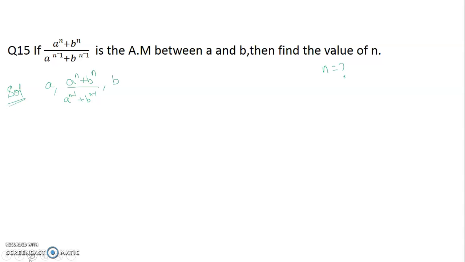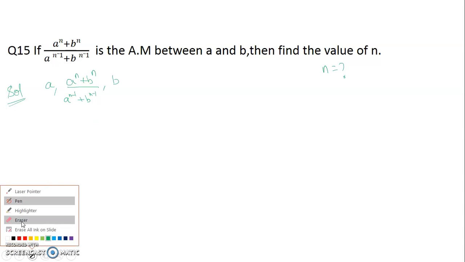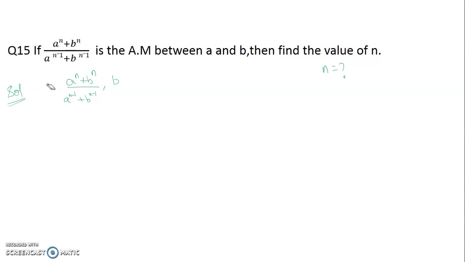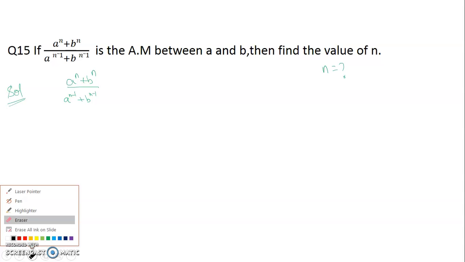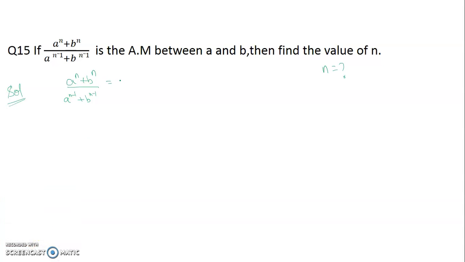So I can write this directly here. I'm writing here arithmetic mean. So I'm erasing this, and writing directly here: this is equal to A plus B by 2, because it is given that this is the arithmetic mean between A and B. So what is arithmetic mean? I had already explained. It is A plus B by 2.